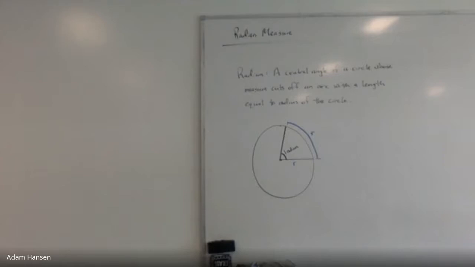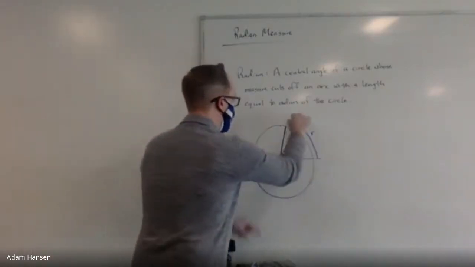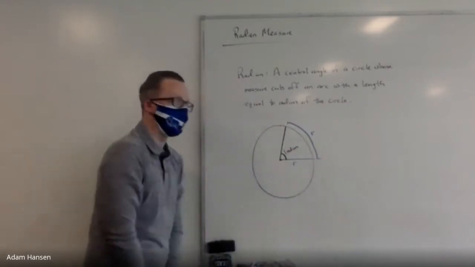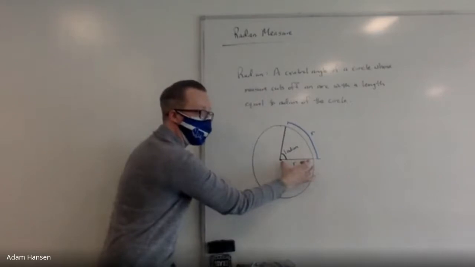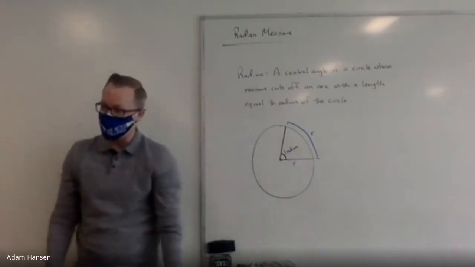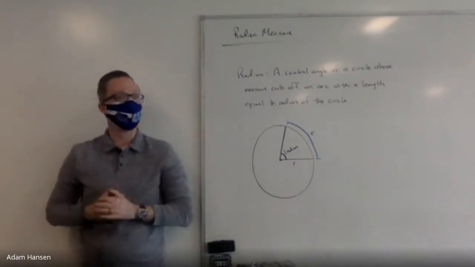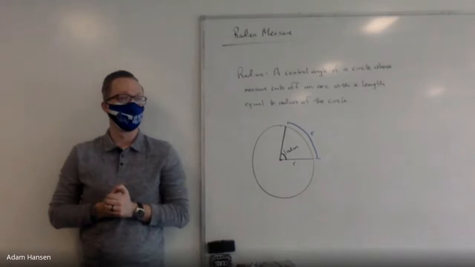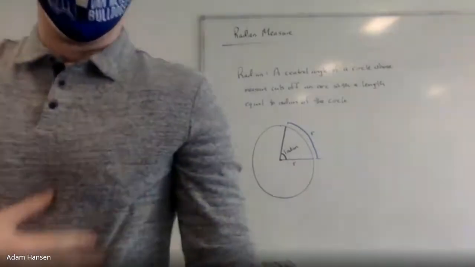Does that make sense? This length and this arc length are the same. Arc length is equal to the length of the radius of the circle. So the angle that cuts off the length of the arc equal to the length of the radius has a measure of 1 radian.